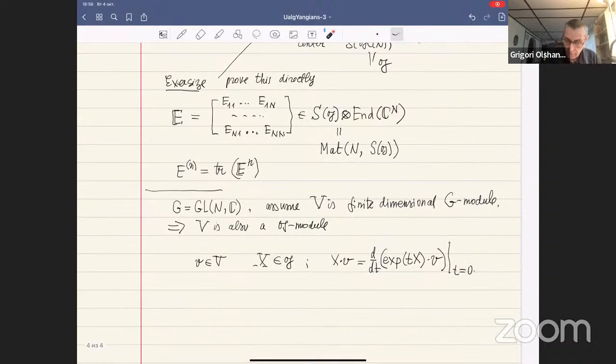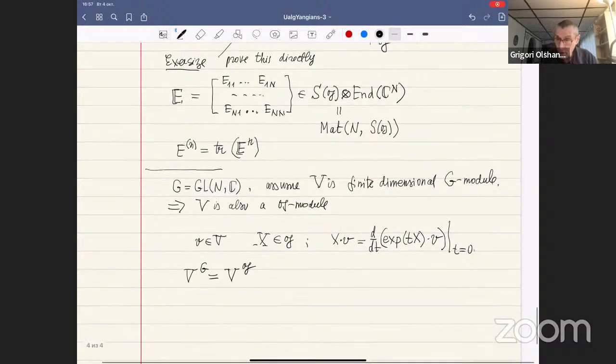What I want to say is that invariance with respect to the Lie group is the same as invariance with respect to the Lie algebra. Invariance with respect to the Lie algebra means the subspace of vectors which are annihilated by all elements of the Lie algebra. And this is exactly the same as being fixed by any element of the group. So the idea is quite easy. What is essential here is that our group is connected, because what we have is that one can fix a vector v and consider this function.